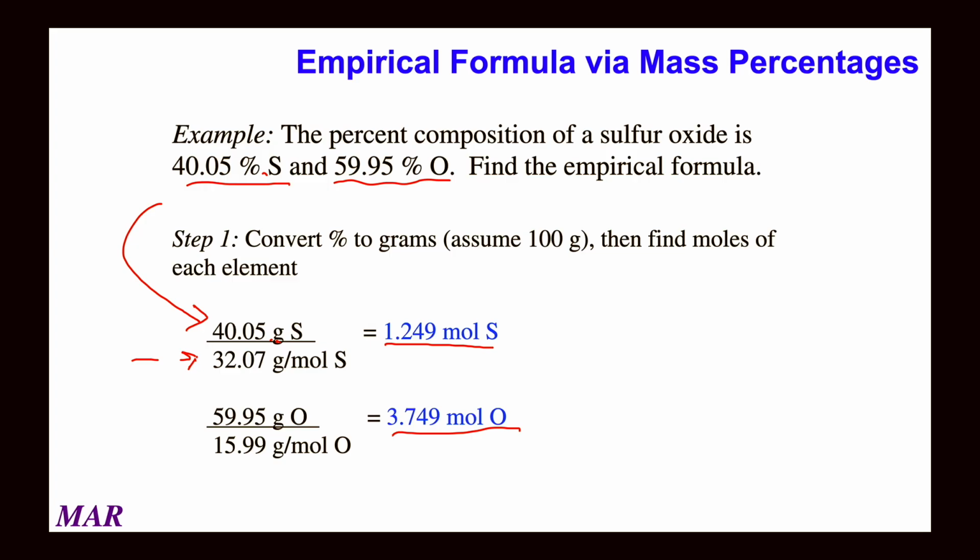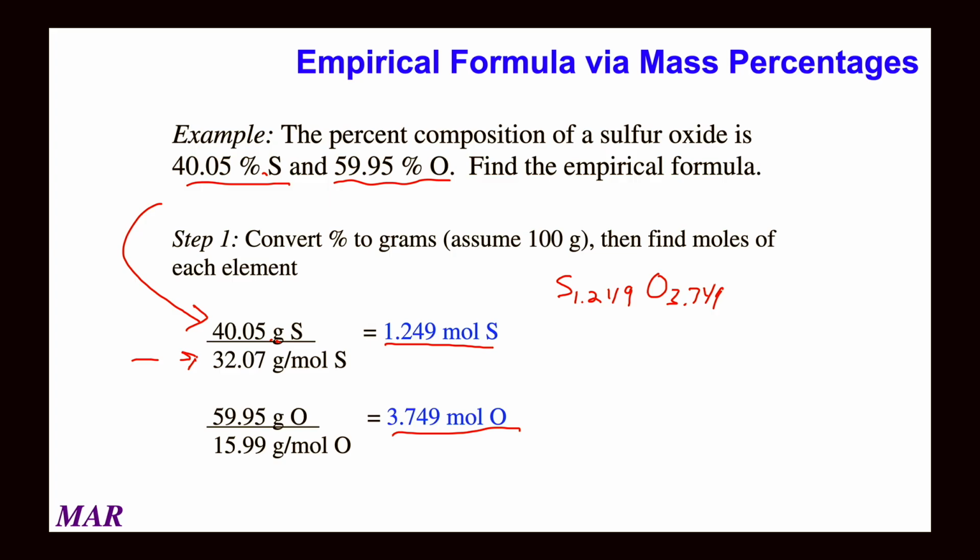And at this point, we could write S1.249O3.749, and that is a type of formula, but man, is that ugly. All the formulas we looked at in the last section were like SO2, SO3, or something like that.